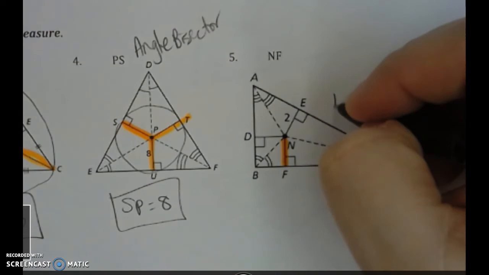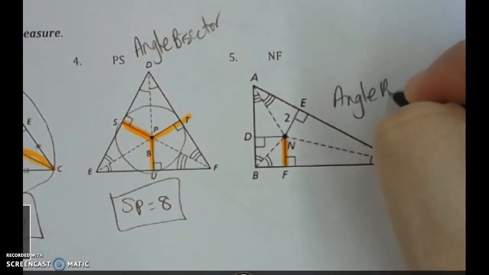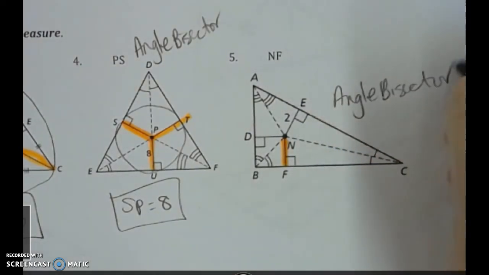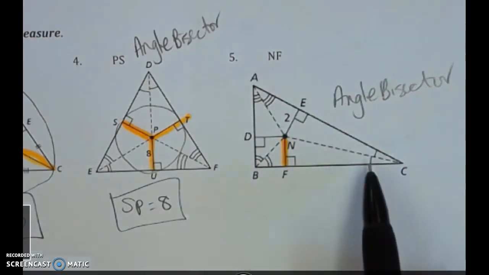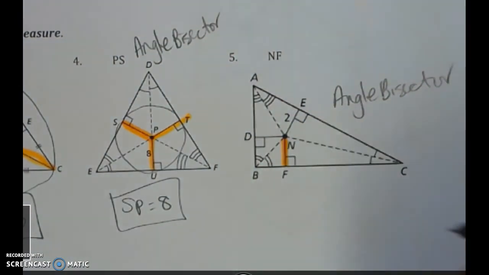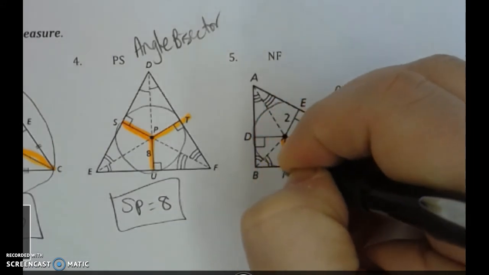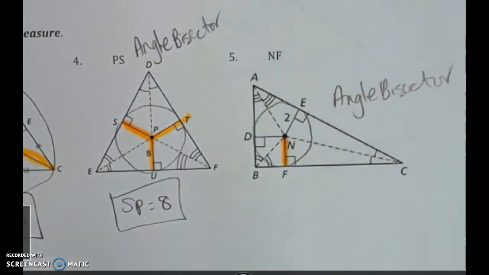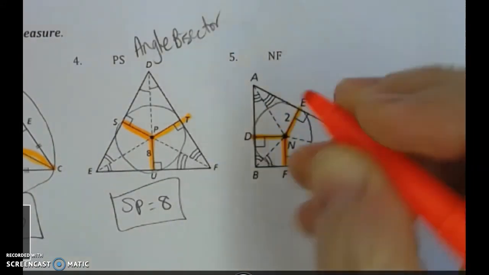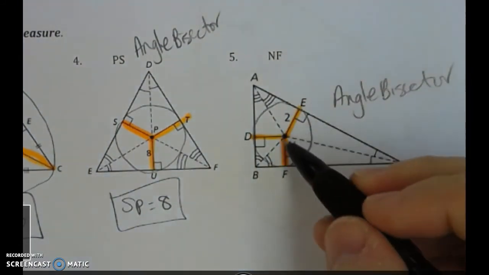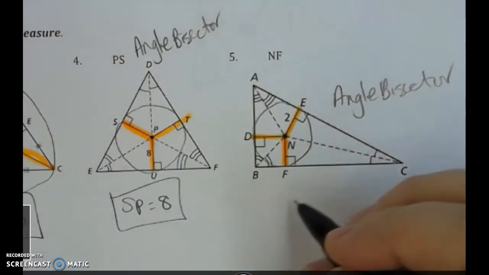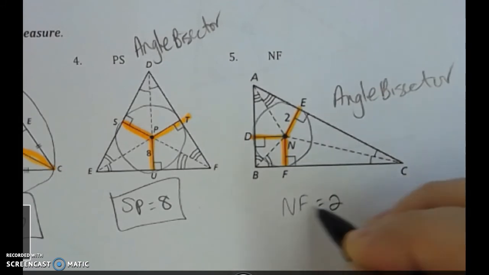Okay, well hopefully you said it was an angle bisector. And I know it's angle bisector because look at all these angles cut in half. And so now, because it's an angle bisector, that gives me an in-center, so the circle's inside. So these radiuses are the same. So that tells me if N to E is 2, then N to F is 2 also.